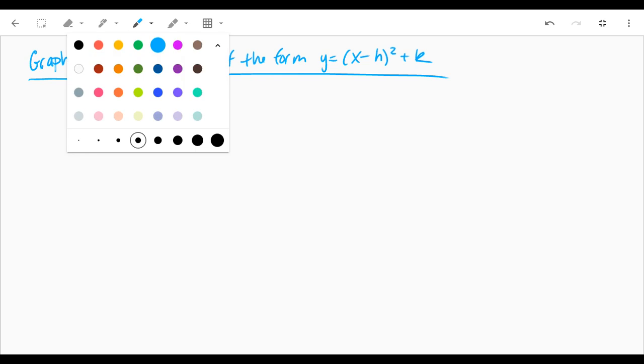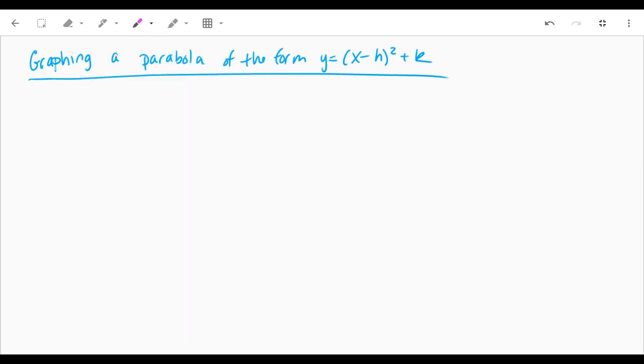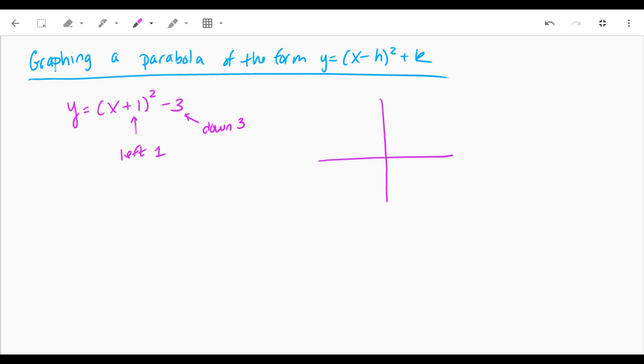So if we have an example, y equals x plus 1 squared minus 3, that means it's going to move left 1 and down 3 from its parent graph, okay? From what I can tell here, they don't give you any stretch factors out front for these. Okay, so we're just going to put our vertex, which would normally be at 0, 0. It's going to be at -1, -3.